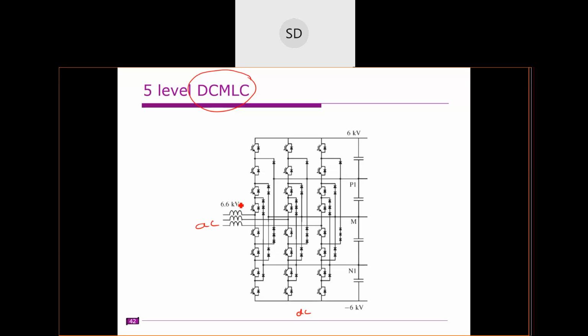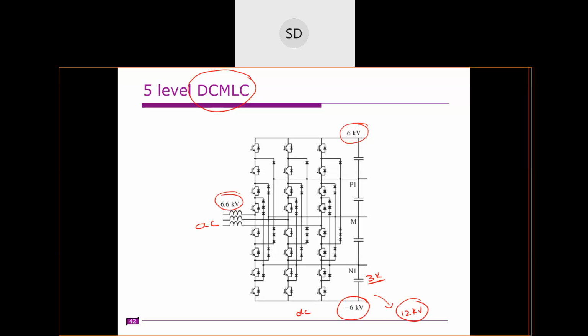In this particular example, we have 6.6 kV on the source side. On the other side, you are getting 6 kV positive and 6 kV negative. That means the total DC link voltage is 12 kV. This 12 kV is shared among these 4 capacitors, so each one is supposed to charge to 3000 volts in this example. The source voltage is 6.6 kV, the DC side is 12 kV, and this is the 5 level inverter.